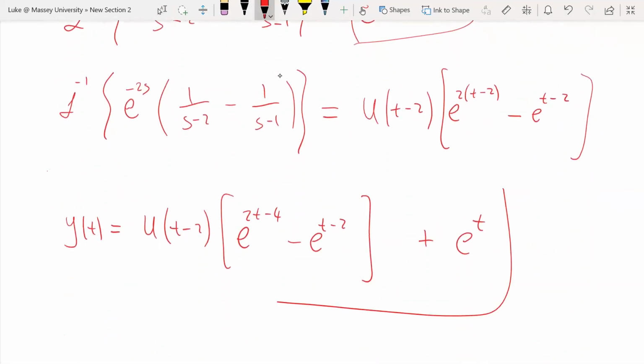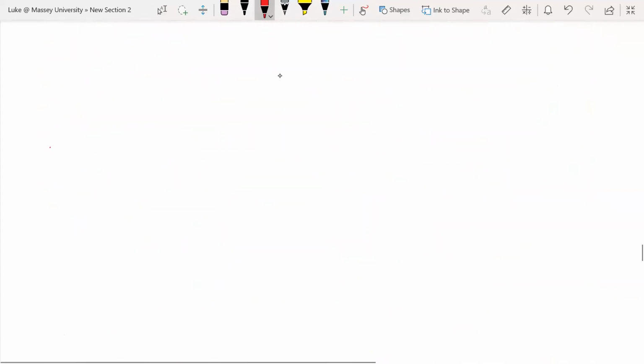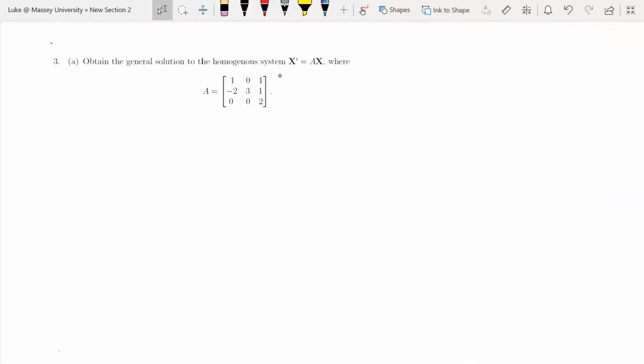Okay, great. So now we've solved that ODE. Right, so we can move on now. So moving on to question 3. In fact, now we've solved all of the Laplace transform questions, and we're moving on to the questions from Unit 4, the systems of linear equations.